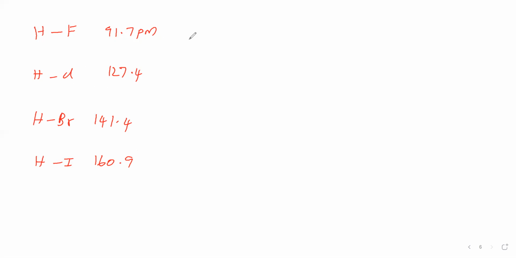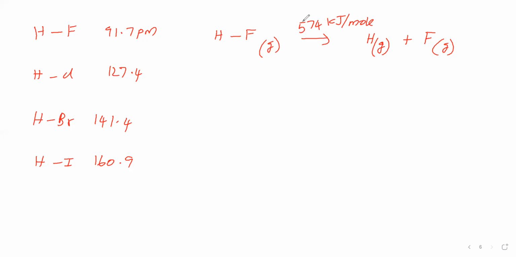Next, bond dissociation energy. Now HF we will take in the gaseous state. To dissociate this, to break the bond, what is the energy required? In the sense 574 kilojoule per mole. When the bond is breaking, hydrogen becomes a gaseous atom, fluorine becomes a gaseous atom. So to break the bond, we are supplying this much energy for 1 mole.